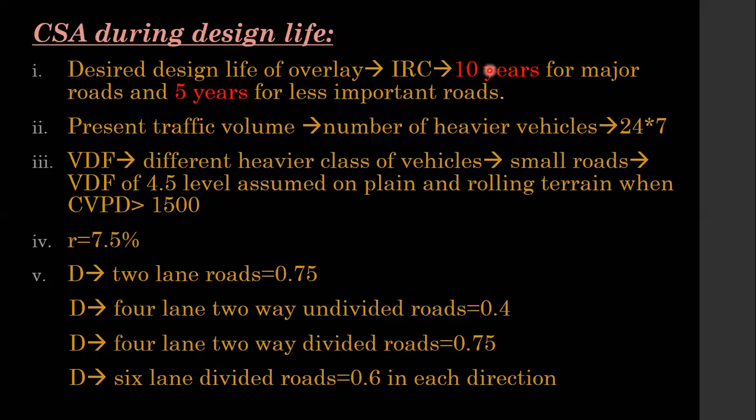The n value they will give in the question only. 10 years for major roads and 5 years for the less important roads. These are the two. This is the n value. Second one, present traffic volume. You are going to survey the present traffic count, that is the number of heavier vehicles. You are counting the heavier vehicles for 24 into 7.